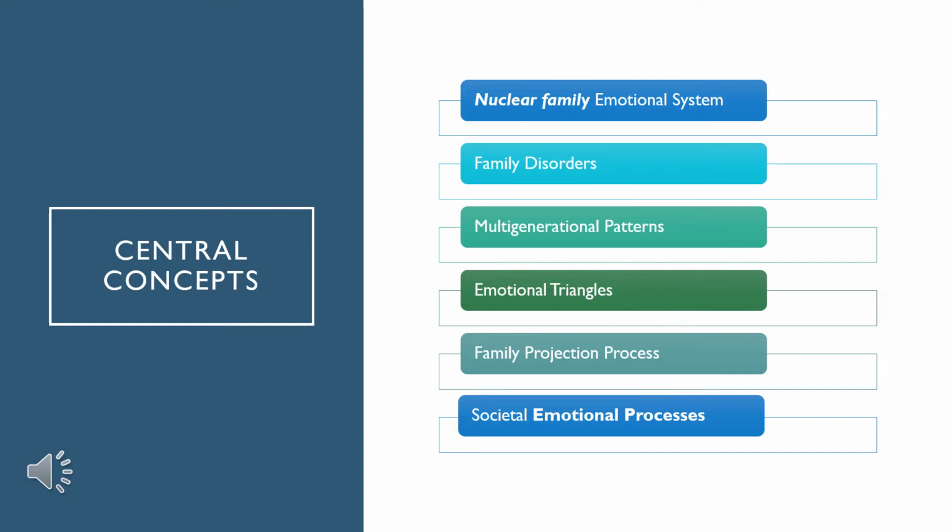The next concept is family projection process, and this is a part of the nuclear family emotional system, because the family member who has the problem, right? So, for example, a father who has phobia, right? So that identified client, the family member who has the problem, has to stabilize the family and not transfer the anxiety and problematic behavior to the next generation.